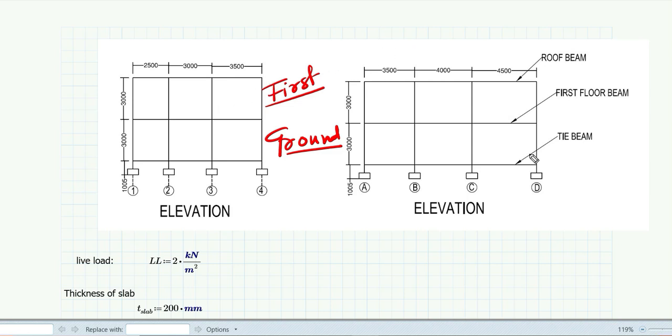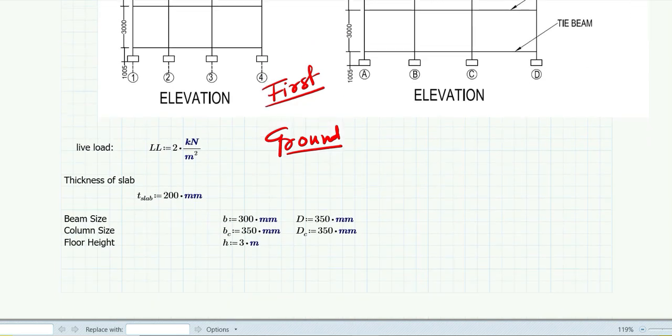First of all, just try to visualize how this structure will look. You have the plan. If you remember the civil engineering drawing, now you can imagine how the building will look. And we are assuming that in the first floor and the ground floor all the beams are infilled with brick wall. And at the top, at the roof, we have a parapet wall.